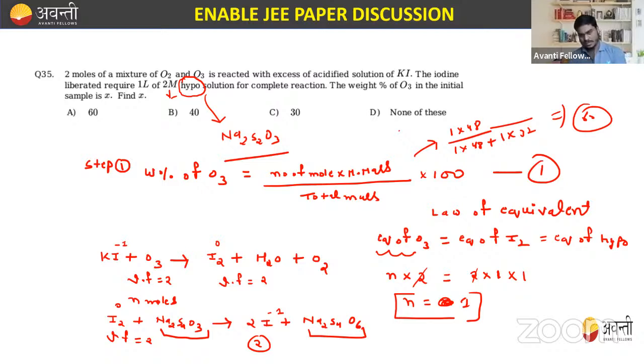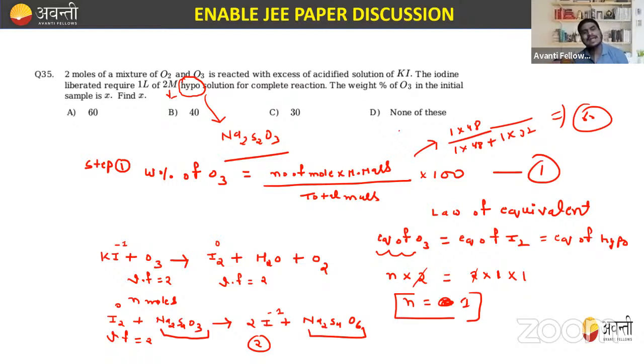Okay, now the main focus here is how to calculate the number of moles of ozone. Once you calculate the number of moles of ozone, then you can easily calculate the percentage weight of O3. For this, we write a reaction. Whenever KI reacts with O3, it produces I2, H2O plus O2.